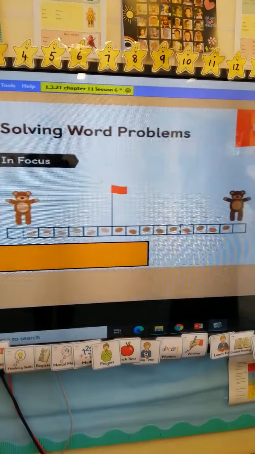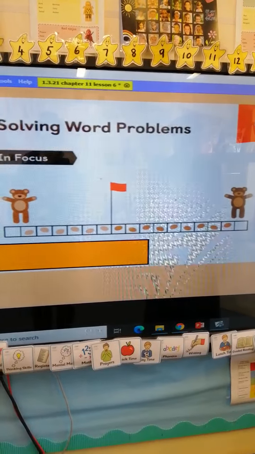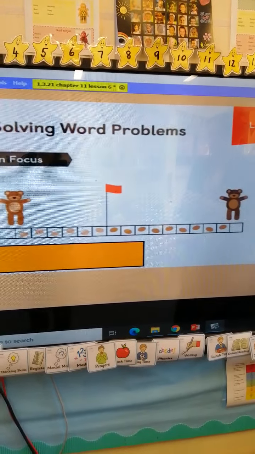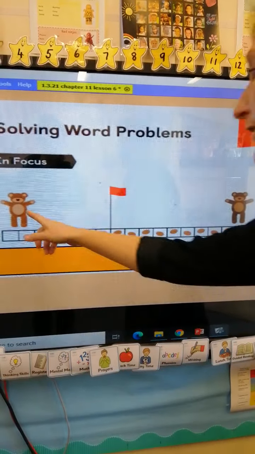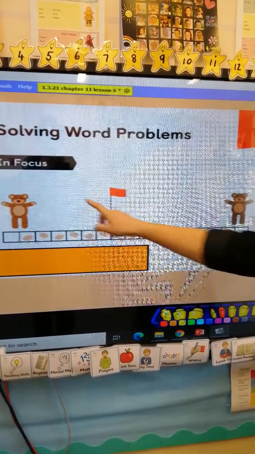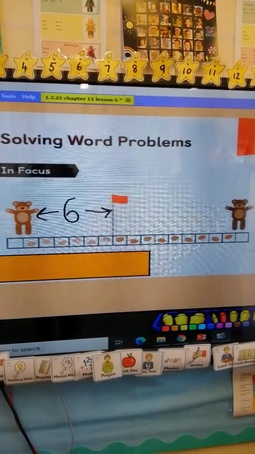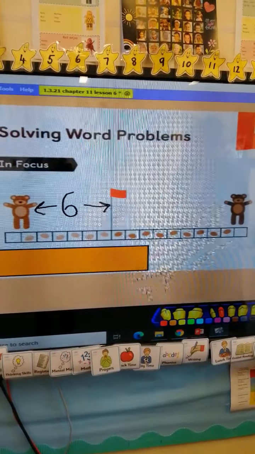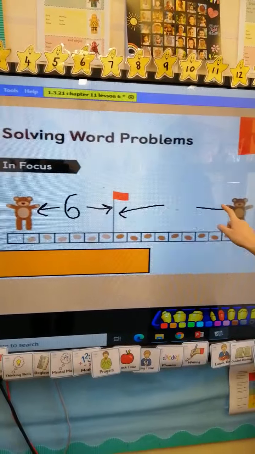What do you think the red flag is in the middle? What might we be able to say if, instead of saying the teddy bears are 15 squares apart, what else might we be able to say? Brilliant. We might be able to say that this teddy bear is 1, 2, 3, 4, 5, 6 squares away from the red flag. So between the teddy bear and the red flag, that part represents 6 steps or 6 squares. What number sentence might we be able to give about this teddy bear from this flag?